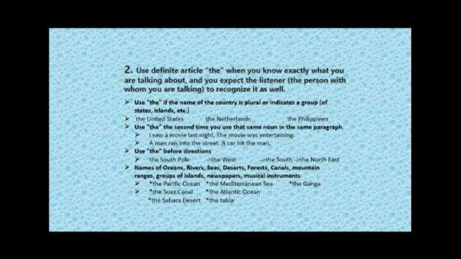Now coming to the one trick, or one solid rule you have to remember: we have to use the definite article when you know exactly what you are talking about, or when you expect the listener to recognize it. That means, as I gave in the example at the beginning of the video, when the speaker and the listener share common language, when both of them are on the same page and speaking about the same exact, definite thing, we use it.